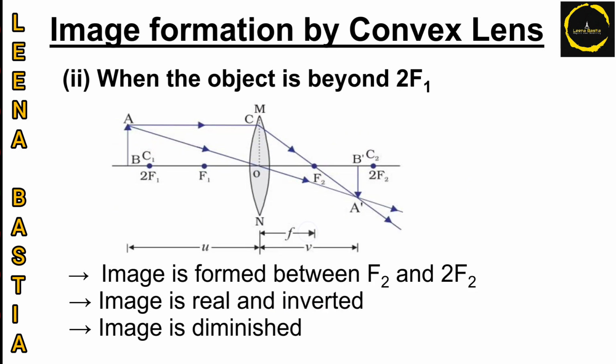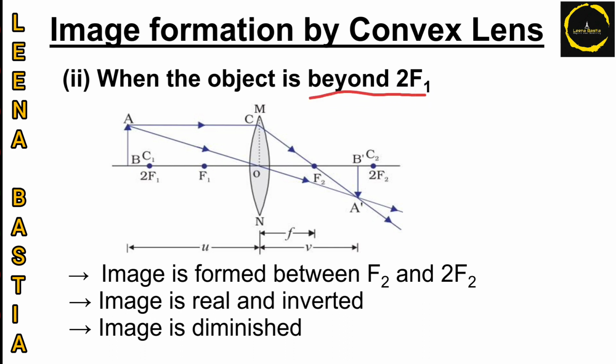Let us move on to the second case, when the object is beyond 2f1. Now just see children, the object is moving towards the lens, towards this side. It is moving slowly. In different cases you will see that initially it was at infinity, now it is beyond. We can see the object, so beyond 2f1 we are seeing. So let us see the beyond 2f1 case.